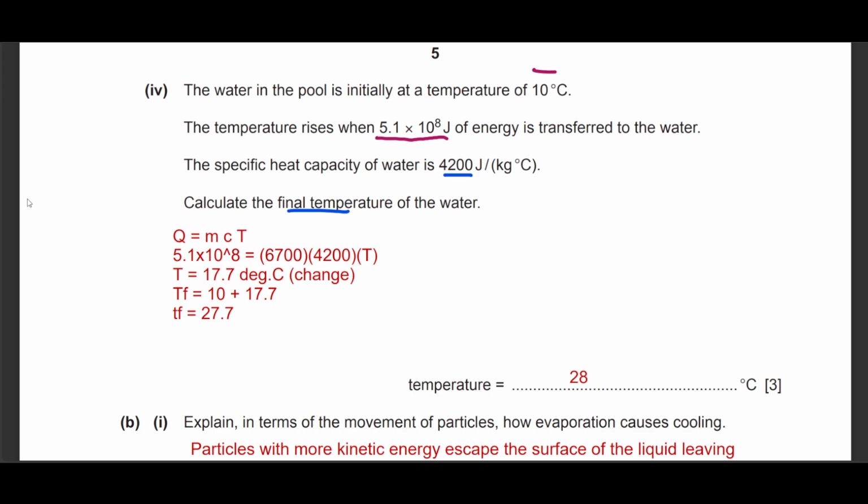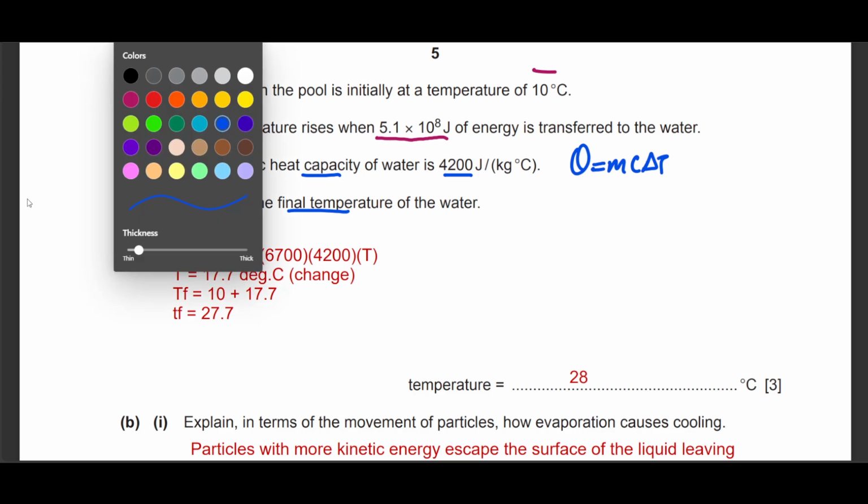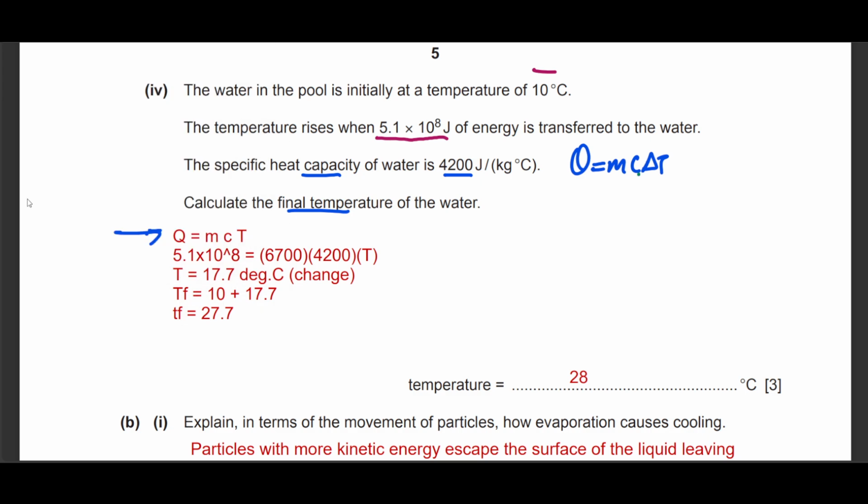You see, since he has mentioned the specific heat capacity, students quickly jump to the formula of mc delta T. Yes, this will be where the question is going to start, but you may forget about this one detail, that this is actually change in temperature. This is delta T. This is not the final temperature in some cases. You have to make sense of the question. So Q represents energy. We added 5.1 times 10 to the power 8 joules of energy in a mass of 6700, having a specific heat capacity of 4200, but we don't know how much temperature will change because of the investment of that energy into the system.